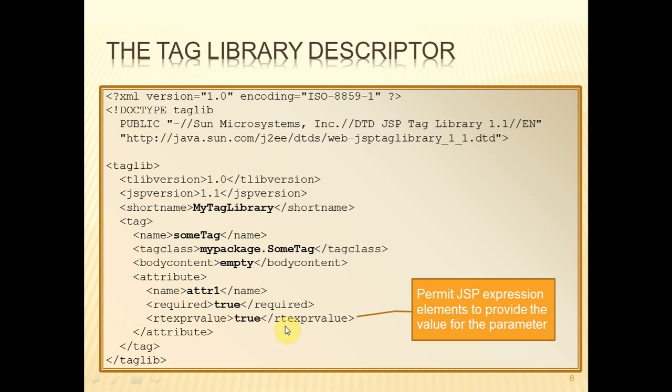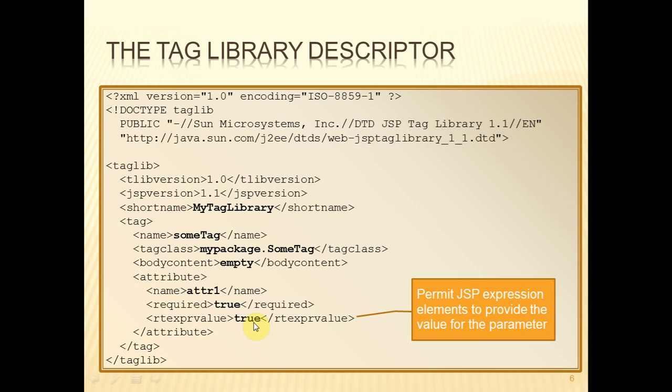And this third part here, the RT_EXPR value, which means the runtime expression value. If that's set to true, then it will permit the JavaServer page to have one of the expressions. If you remember the less than %equals element, the expression element from JSP that we were talking about in the last lecture. And we'll see some examples of the use of this. But it allows us then to dynamically define the value of that attribute.